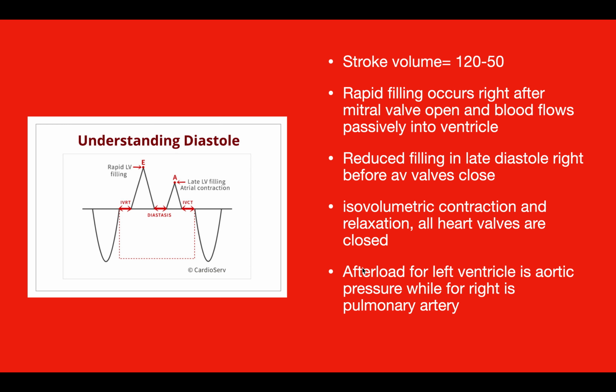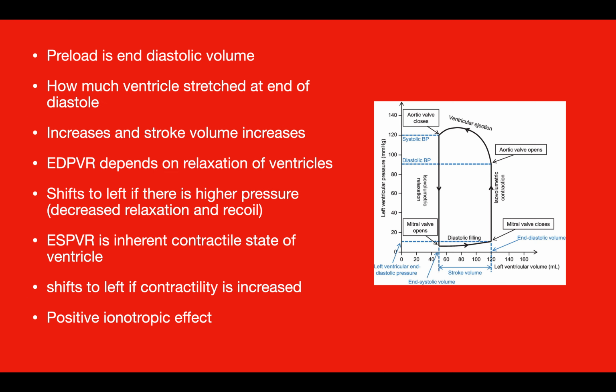So the afterload for the left ventricle is going to be the aortic pressure. Of course, this is what the left ventricle has to overcome in order to pop those valves open. And for the right ventricle it's going to be the pulmonary artery. So preload is going to be the end diastolic volume. It's how much the ventricle or atria is stretched at the end of diastole. So if you increase the preload, stroke volume will increase. Why? Because there's now more blood to squeeze out.